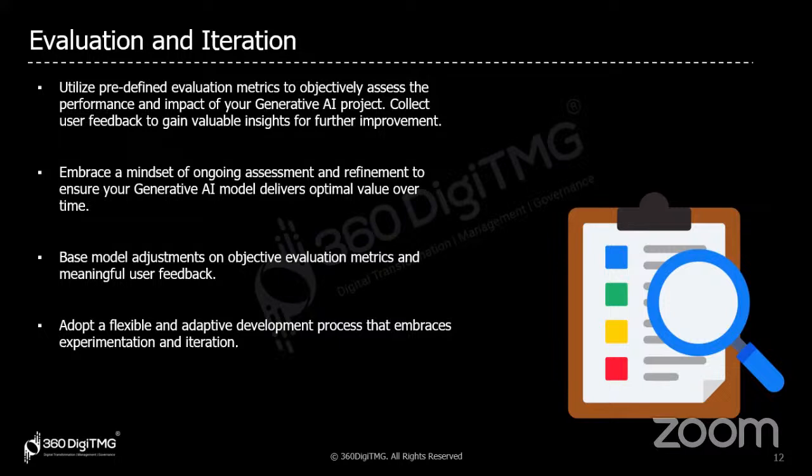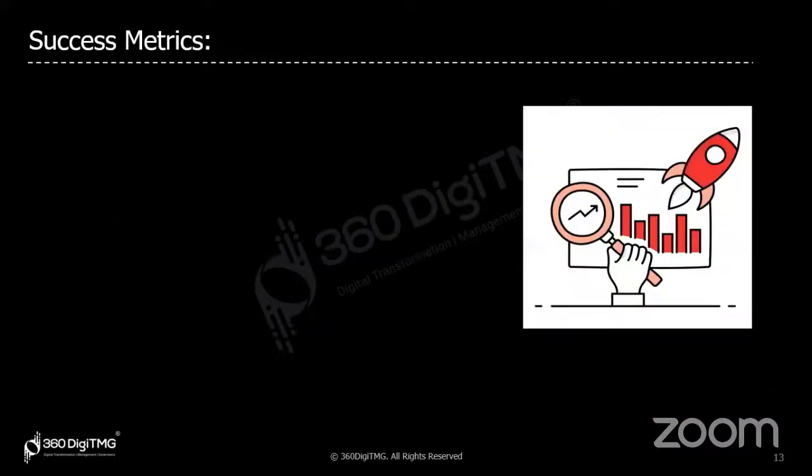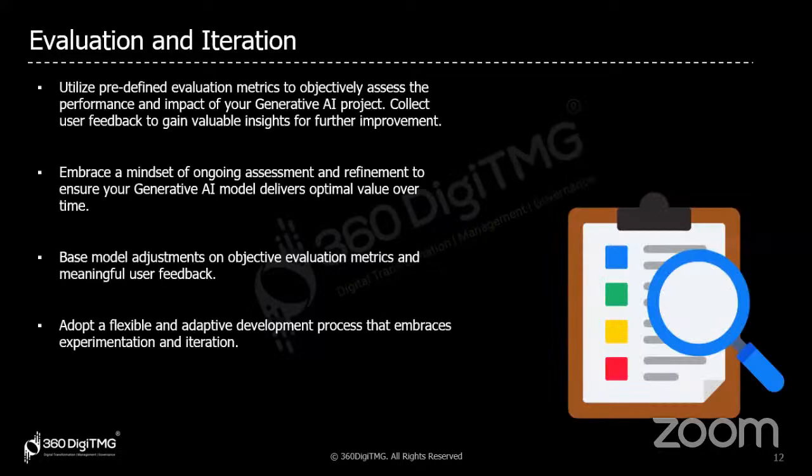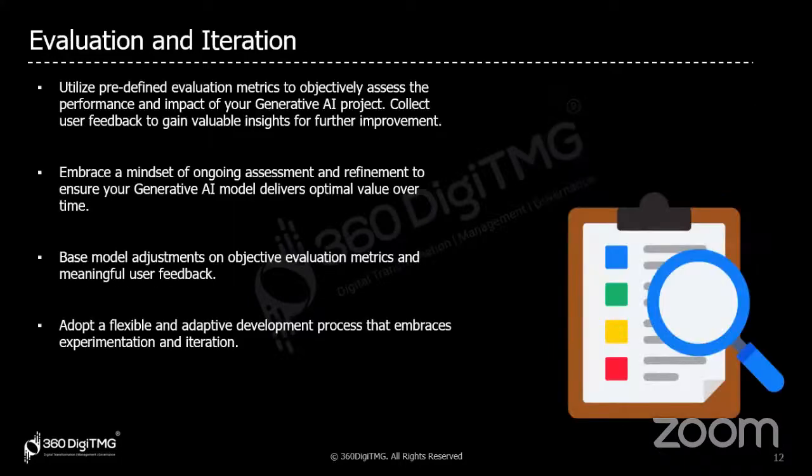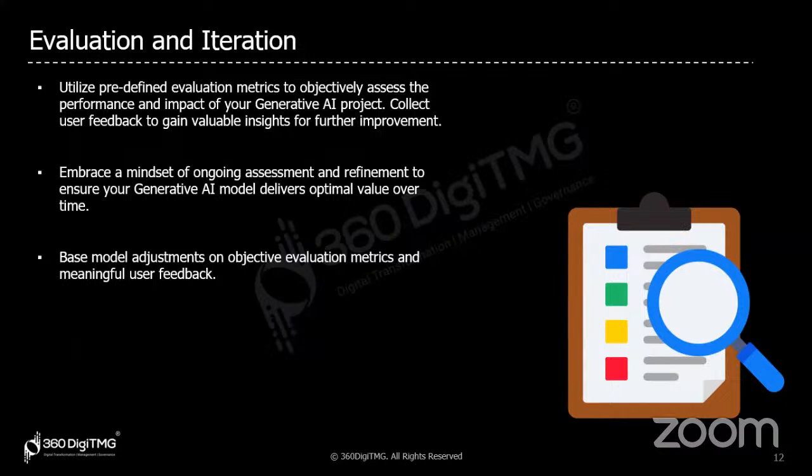And adopting a flexible and adaptive development process, which will embrace a lot of experimentation and iteration. So there is no right or wrong, a lot of iteration and going back and forth. So it's a cyclic process, is what I would say. It's not a chronological order, but it's a cyclic process, right? So at the end of the day, after evaluating, maybe you find that something is not right. Maybe you'll have to go back to your pre-processing stage itself, right?